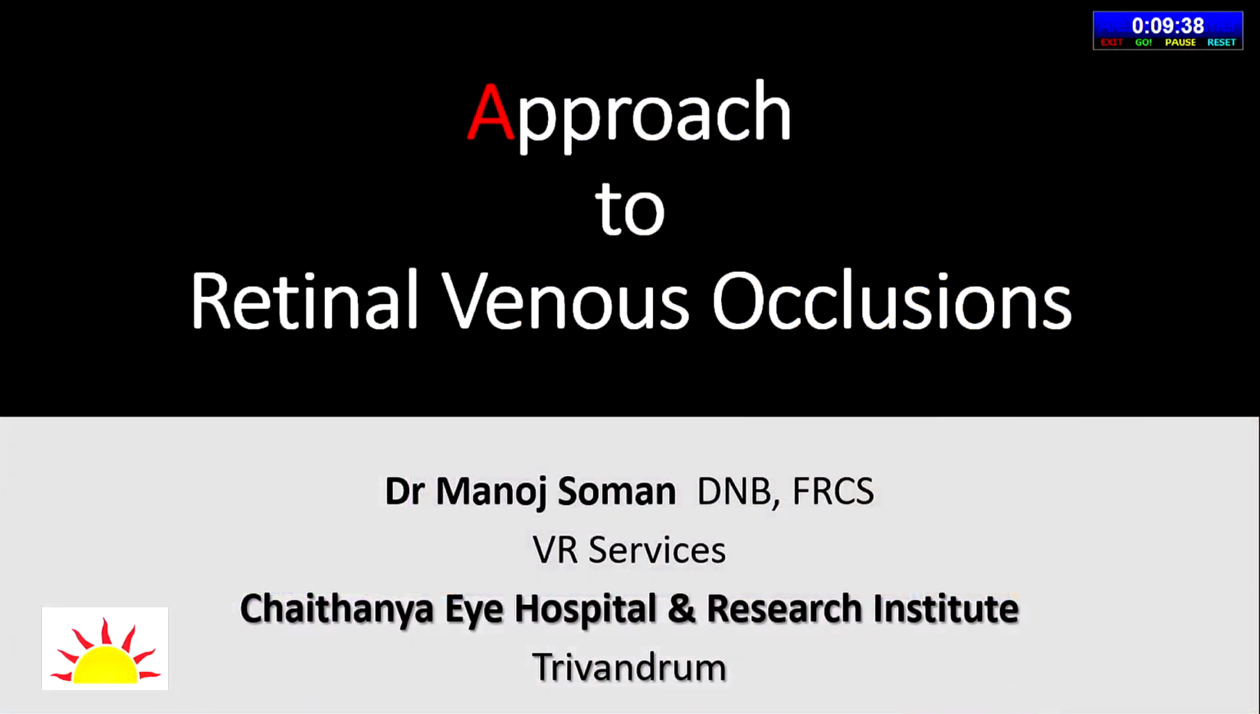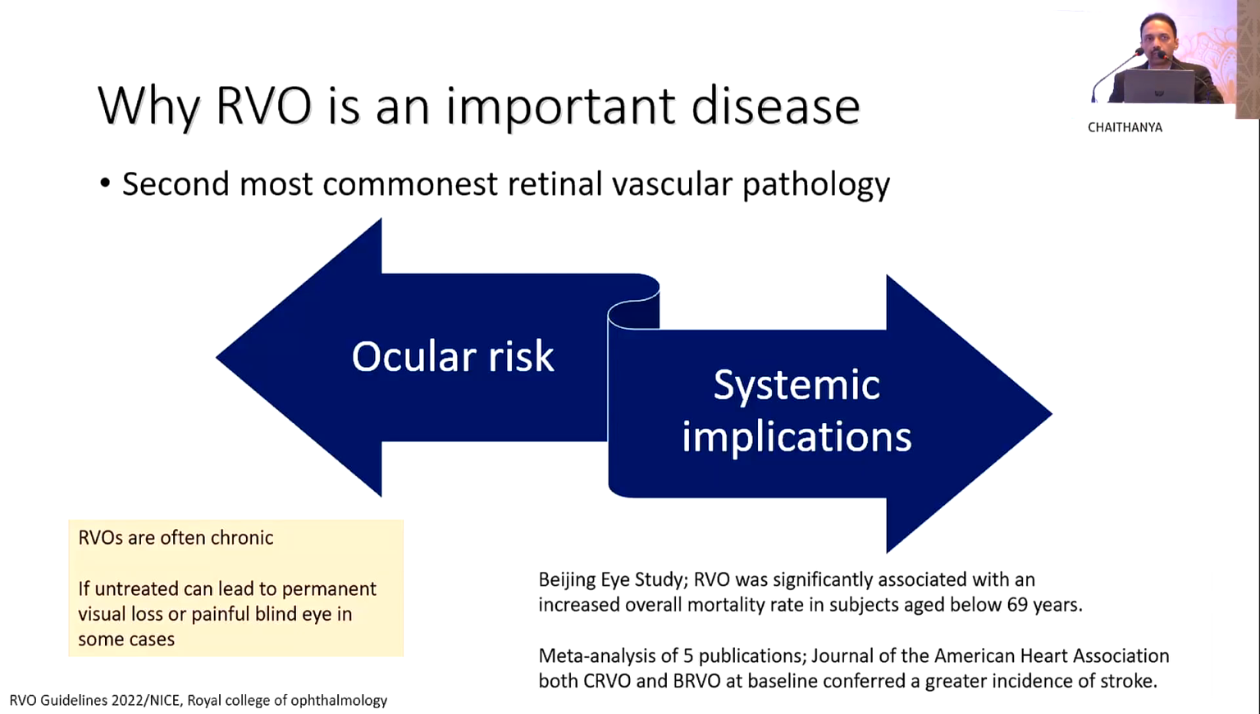I'll be talking to you on an algorithm-based approach to retinal vein occlusion. Now, we all know that it's an important disease too, along with diabetic retinopathy. It's a common retinal vascular pathology, and because of its implications, some of these cases, if left untreated, can lead to permanent visual loss or blindness. And more importantly, there is a strong systemic association with this disease. There's a higher incidence of cardiovascular events, including stroke.